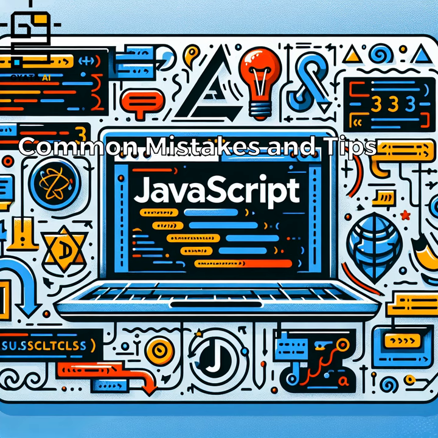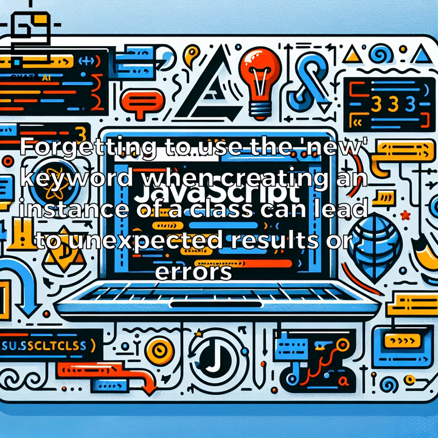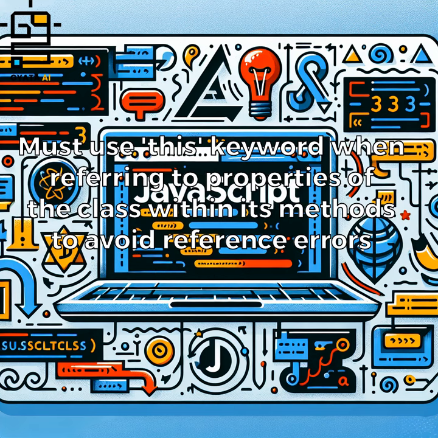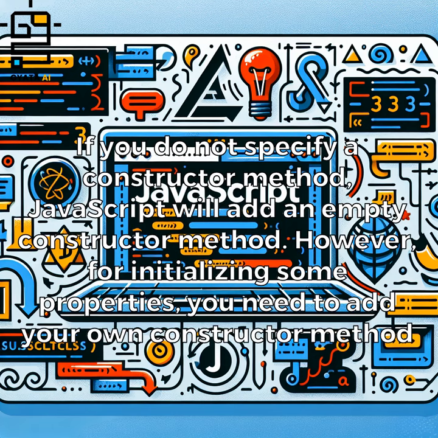Common mistakes and tips. Forgetting to use the new keyword when creating an instance of a class can lead to unexpected results or errors. You must use the this keyword when referring to properties of the class within its methods to avoid reference errors. If you do not specify a constructor method, JavaScript will add an empty constructor method. However, for initializing some properties, you need to add your own constructor method.